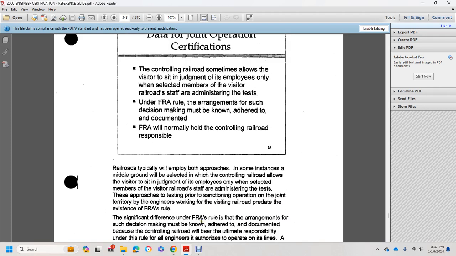Railroads typically will employ both approaches. In some instances, a middle ground may be selected where the controlling railroad allows for the sitting judgment of the employee when selected members of the visiting railroad staff administer the testing. These approaches permit the sanctioned operation on the joint territory of an engineer working on the visiting railroad, and predate the existing FRA rule.